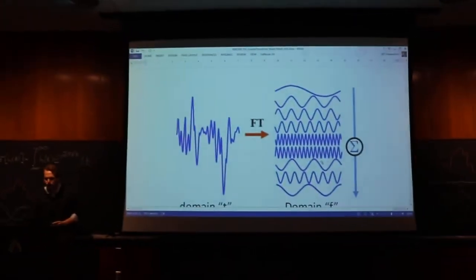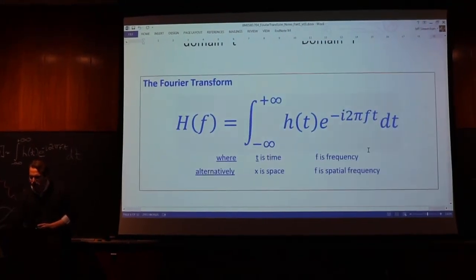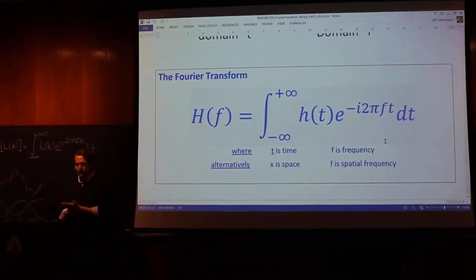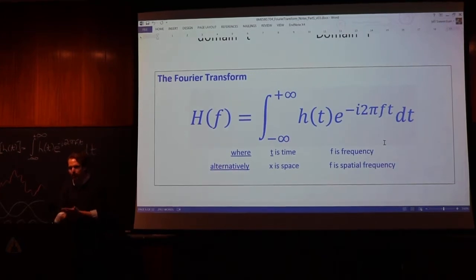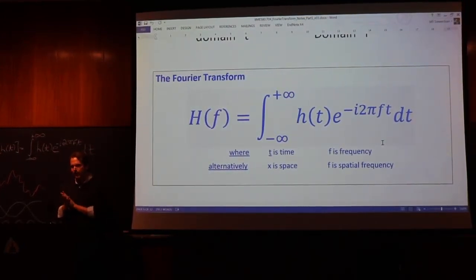So here's that idea. And let's look at it in terms of this equation, but let's break it down a little bit. Let's understand each part of this equation and how it breaks that signal into a sum of sinusoids. Well, let's start by looking at the integrand.